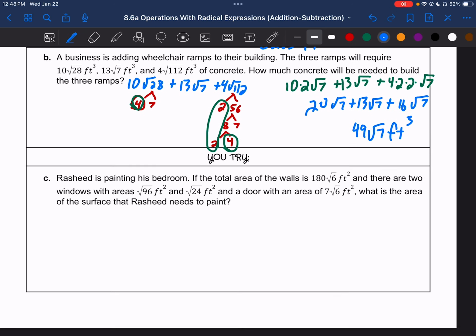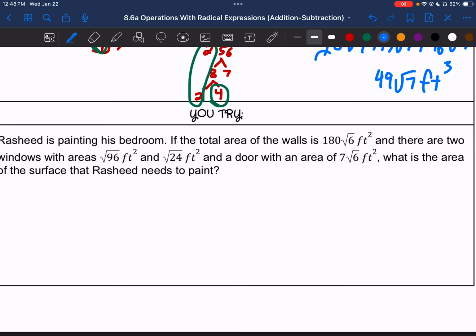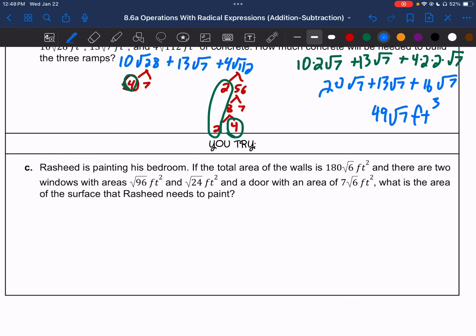All right, last one is a you try. I want you to do it on your own and then check your work against mine. Rashid is painting his bedroom. If the total area of the walls is 180 times the square root of 6 square feet, and there are 2 windows with areas of square root of 96 feet and square root 24 feet, and a door with an area of 7 root 6 square feet, what is the area of the surface that Rashid needs to paint?